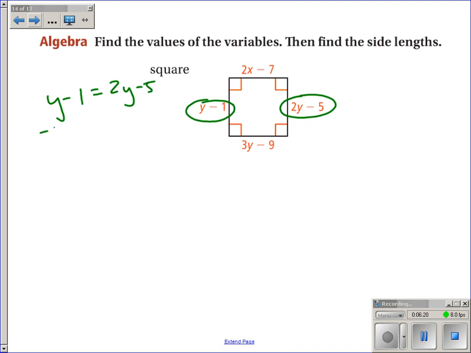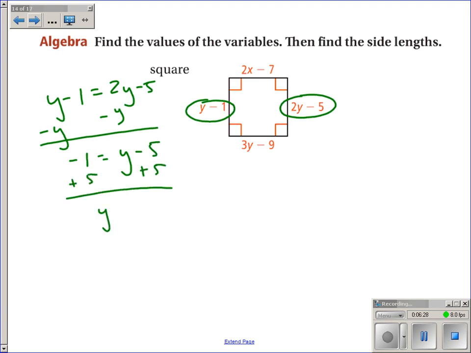And I'll subtract y from both sides. And negative 1 is equal to y minus 5. Add 5 to both sides. Y is equal to 4. Okay? Which, if I plug this back in here, I get 4 minus 1, or 3. Okay? Now, because it's a square and all the sides are congruent, then all the side lengths are equal to 3.